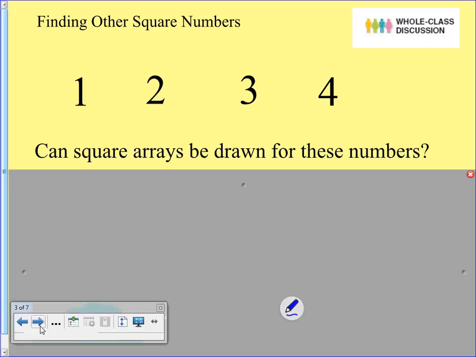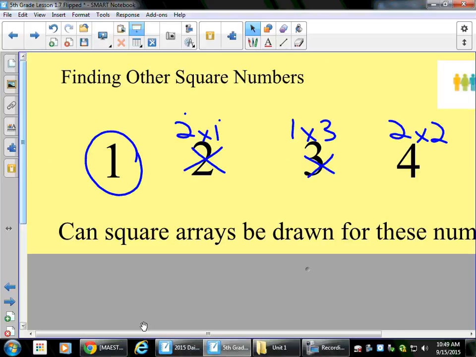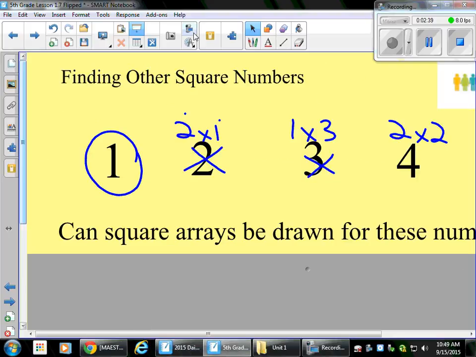Let's take a look at a couple more of these. Find other square numbers. So we know 1 is a square number. Is 2 a square number? 2 times 2 doesn't equal 2. 2 times 1 equals 2. These aren't the same numbers, so 2 is not a square number. 3 is not a square number because 1 times 3 equals 3. The same number doesn't multiply to get to 3. And is 4 a square number? 2 times 2 is 4. So 4 is a square number. Keep on going here.